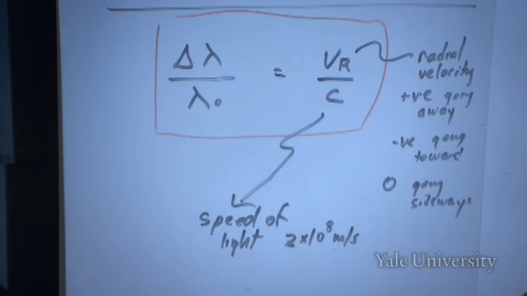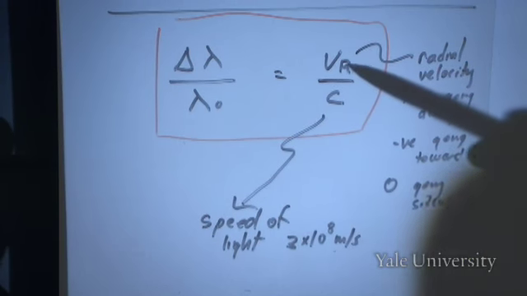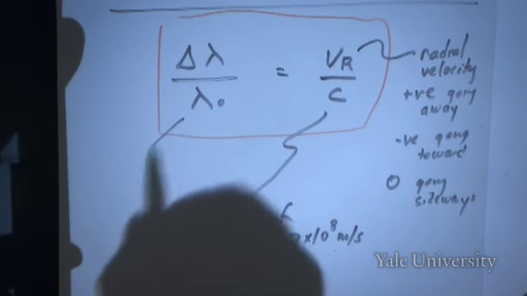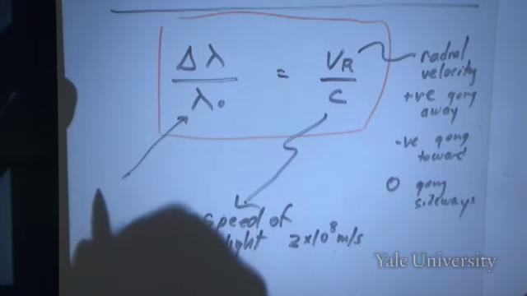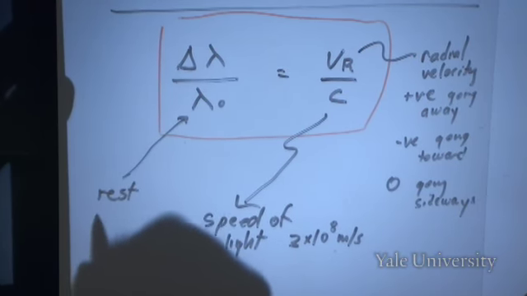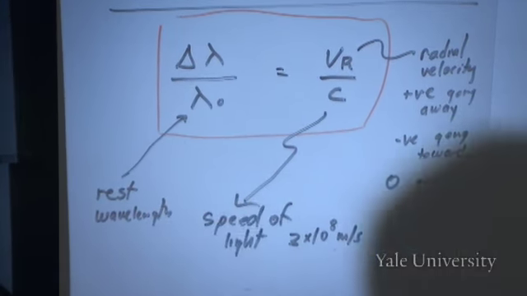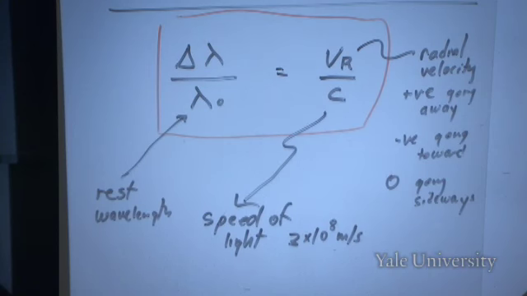Maybe we should have you work it out in furlongs per fortnight. No, we won't do that. But as long as the velocity here is expressed in the same terms as you express the speed of light, then the units will work out. This lambda with the little 0 at the bottom is the rest wavelength. So that's the wavelength you would observe from whatever light source, electromagnetic radiation source you have if nothing was moving.